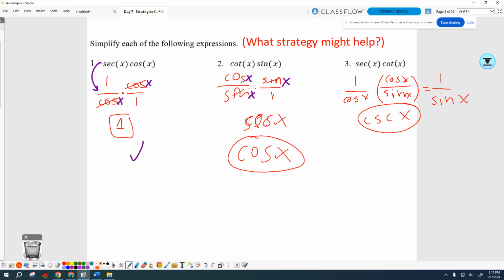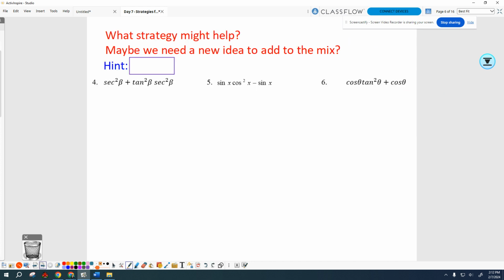Here, cotangent. First strategy was to do 1 over tangent, doing the reciprocal thing, and that didn't help us. Feel free to back up, start again, turn cotangent into cosine over sine. Now the sines cancel, and you're left with just cosine up top. And this one, secant again is 1 over cosine, but cotangent is cosine over sine. The cosine's reduce to 1 over sine x, which can be called cosecant x. Right? Okay.